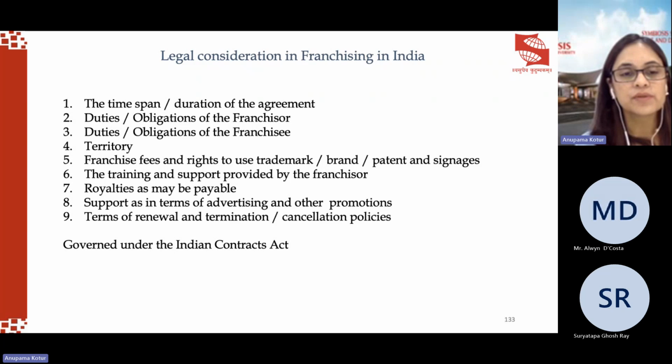Then, the usage of trademark, brand, patents, and all of those, of course, are clearly highlighted. Any infringements, what are the consequences of that? What is it that they will do in case there's a dispute, etc., etc. And then support, as in terms of advertising and promotions. Is there anything that the franchisor will be giving to support in terms of money and other support? All of those are, of course, predetermined.